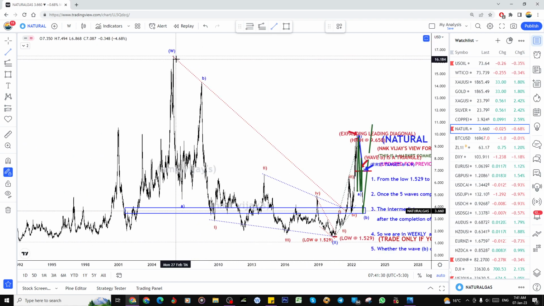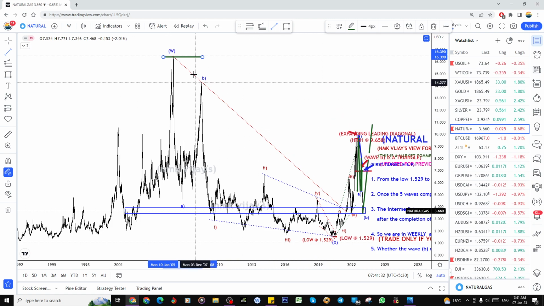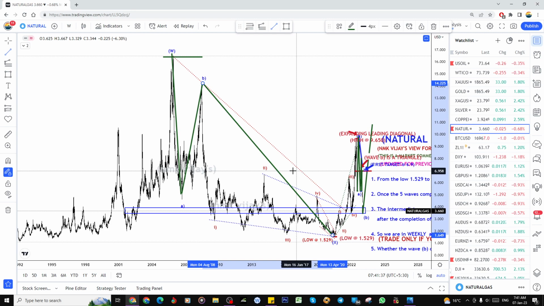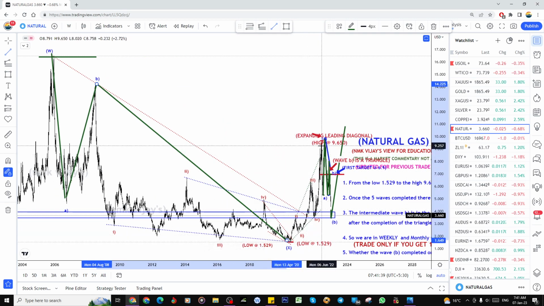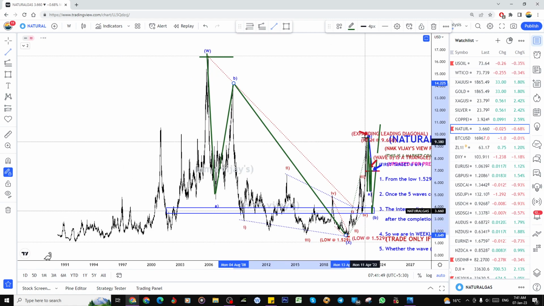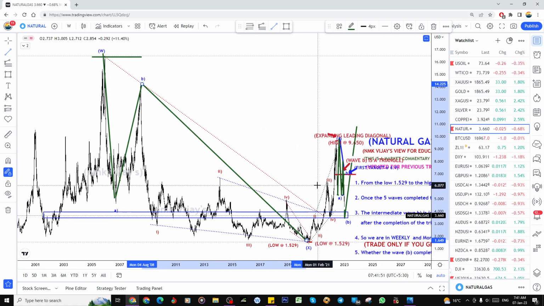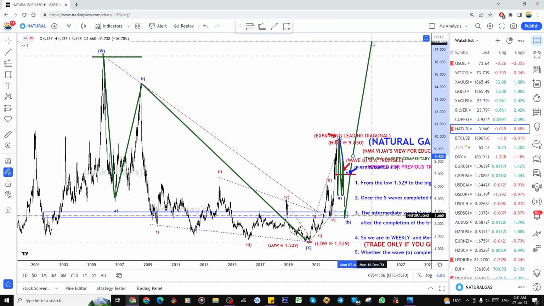This is already the top. So 1A, this is the 1B, and C has completed, and the 5-wave structure is already done. After that the 3-wave structure is already done. So what we need is another 5-wave structure. We don't know whether this is A or B, this is the bigger A, this is the bigger B. C means it is going to break this one. So in fact, we don't know whether it is going to break the $16.